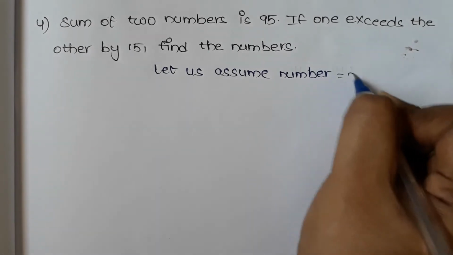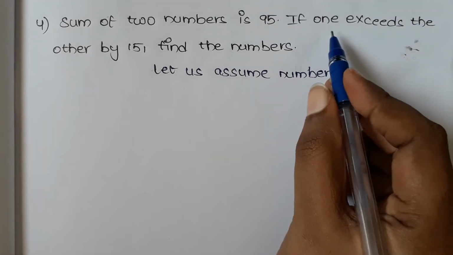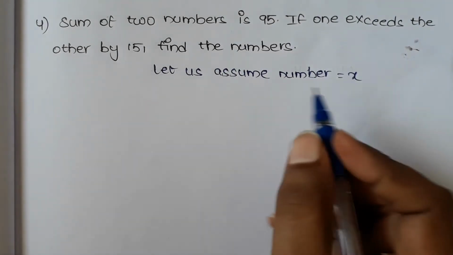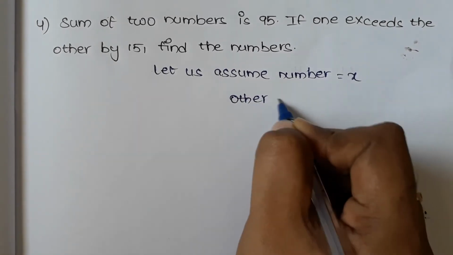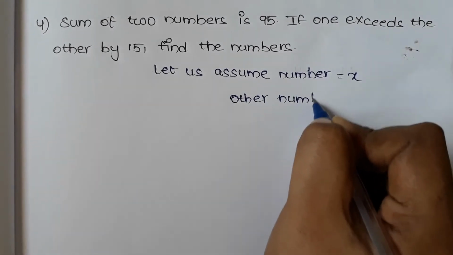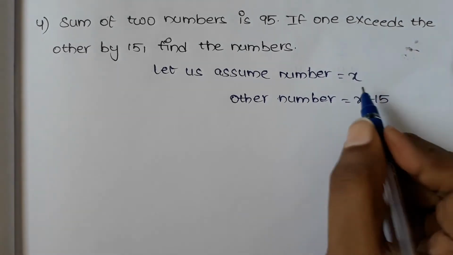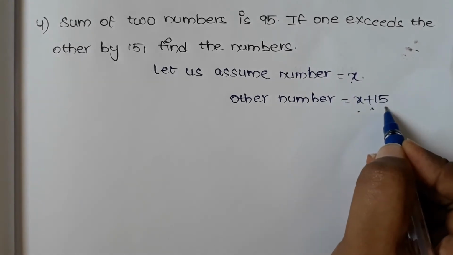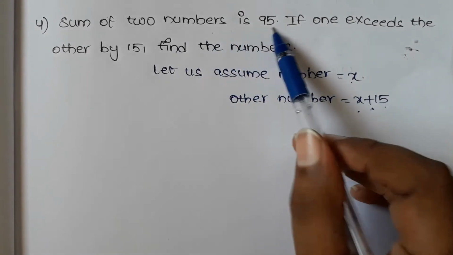Now let us assume one number equals x, and they have given that the other number exceeds it by 15, that is, the other number equals x plus 15. Here we have the two numbers, one is x and the other one is x plus 15. They have given that the sum of the two numbers is 95.